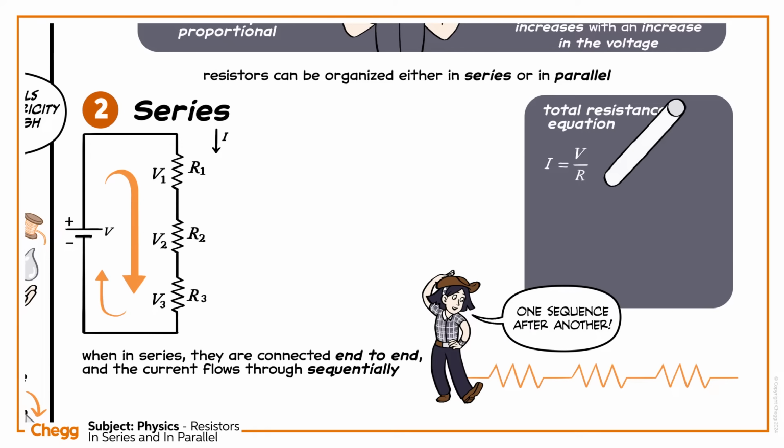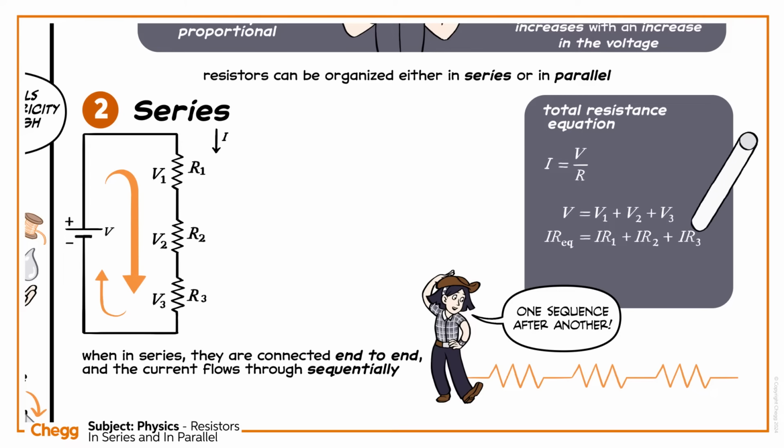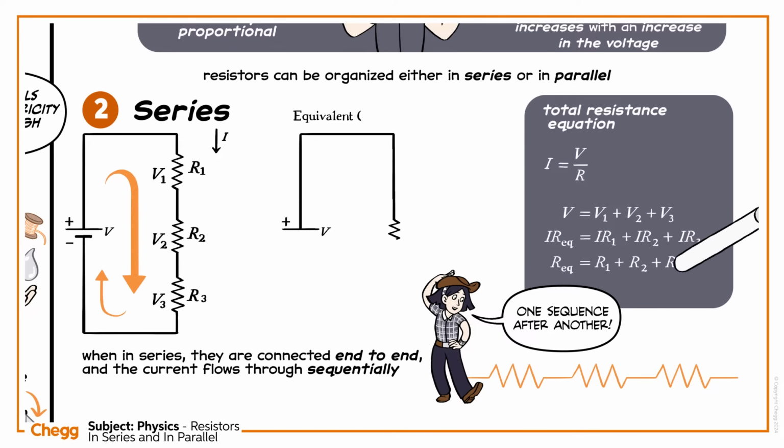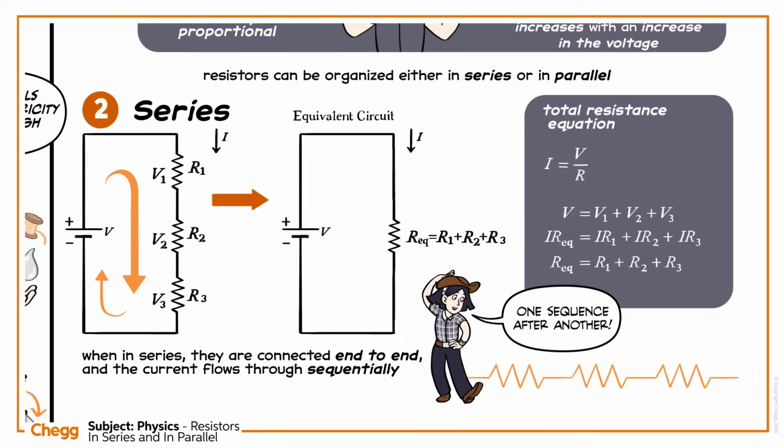Therefore, the voltage for the entire circuit equals the sum of the voltage for each resistor, V1 plus V2 plus V3. Since we know that V equals IR, we can swap the V's for IRs to show that IR for the entire circuit equals the sum of IR for each resistor. Each resistor experiences the same current, so cancel out the I's, showing that to find the resistance of a series circuit, you can just add together the resistance of each resistor.